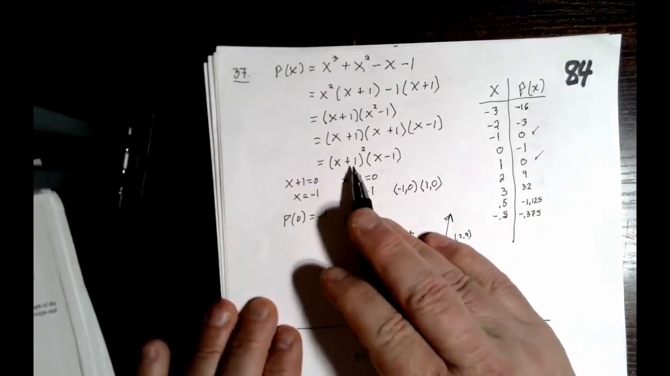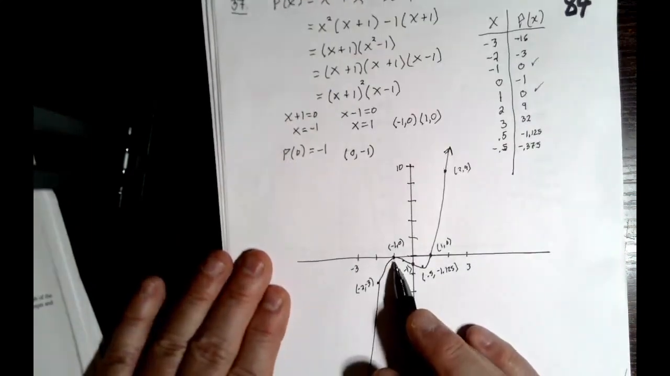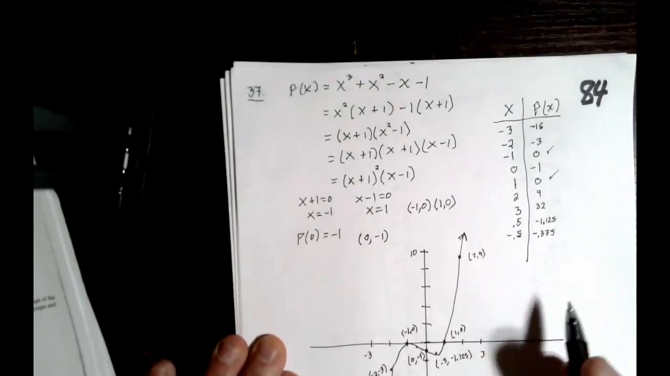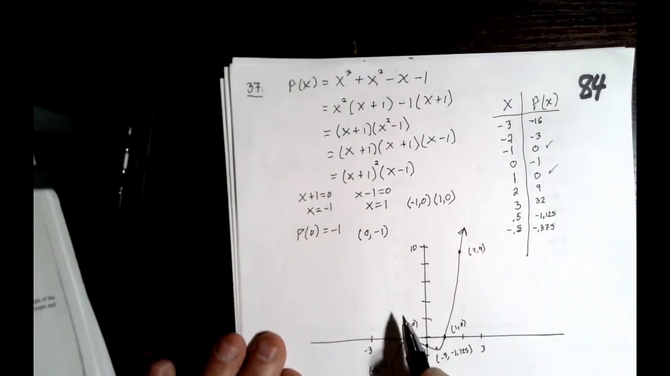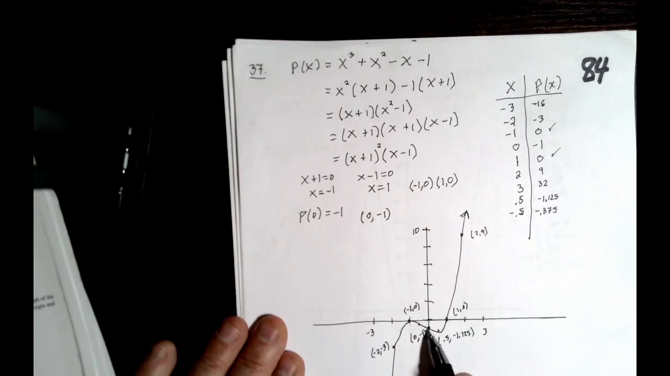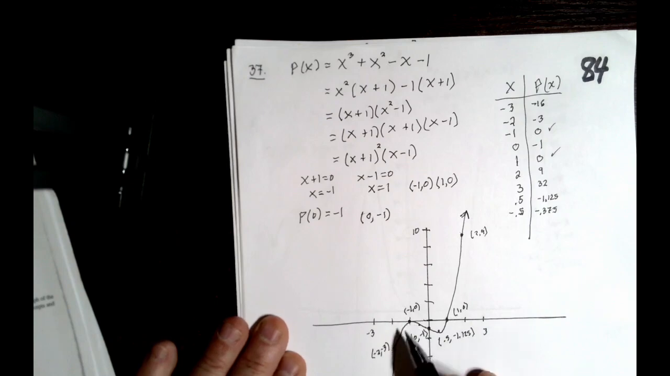Okay, and notice at minus 1 it's going to bounce. At positive 1 it's going to pass through. Okay, the y-intercept is 0, negative 1. So we got 1, 2, 3 points here. We definitely need a lot more than what's going on here, so I checked minus 1/2, positive 1/2, positive 2, negative 2, negative 3.